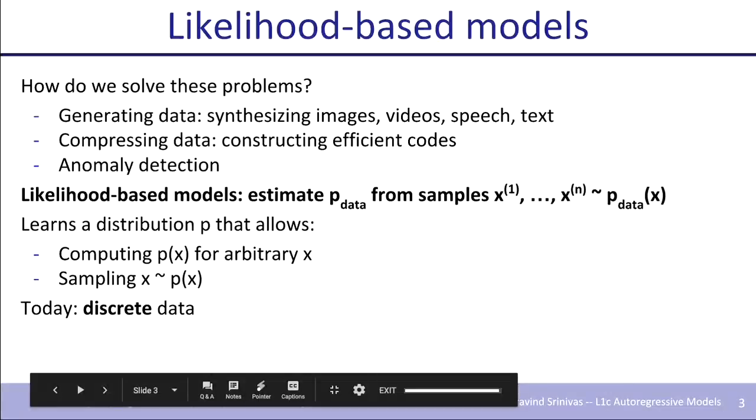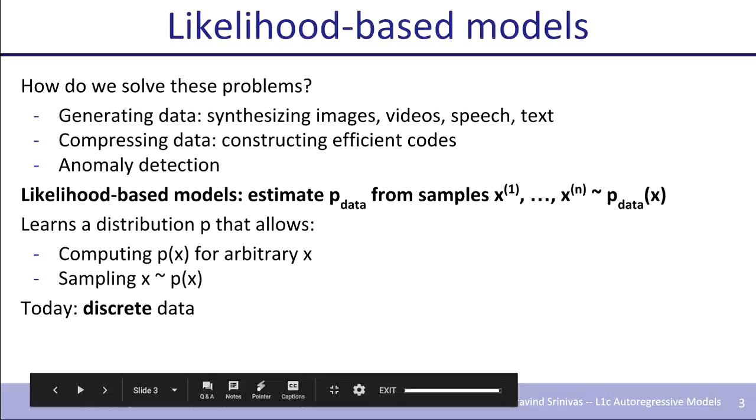We want to be able to compute P of X for arbitrary X quickly. So given an X, you should be able to plug it into the model, and it should tell you the probability that it occurred, or the log probability. And you can use this, say, for anomaly detection. If you plug in a data point, and the model tells you that the probability is extremely close to zero, then assuming your model was fit well, it's probably not in the data distribution.